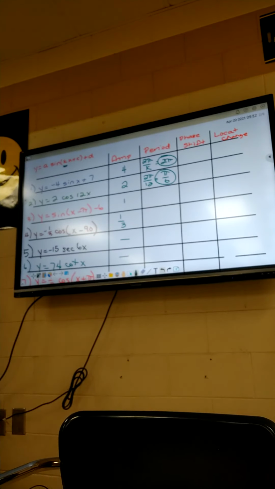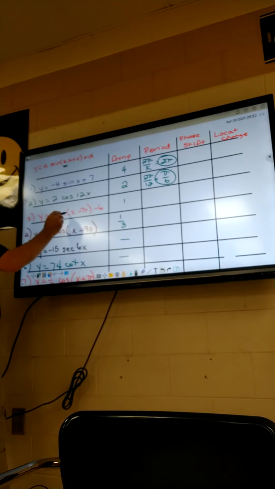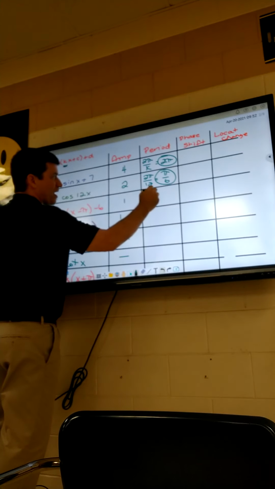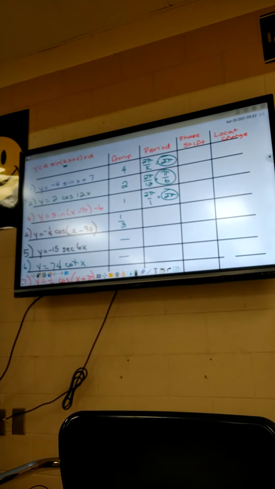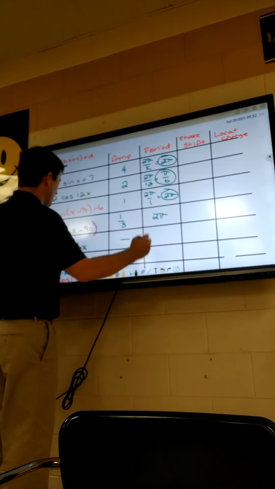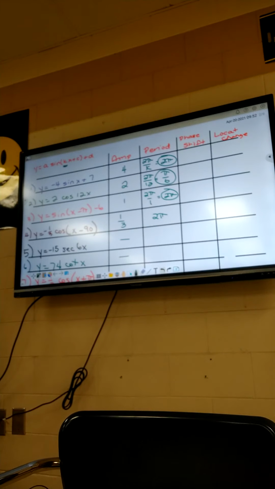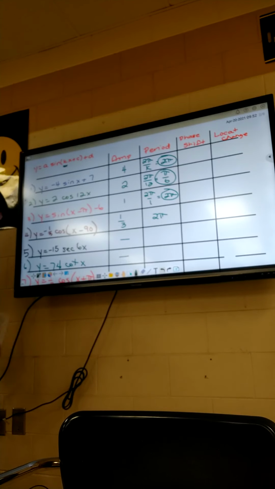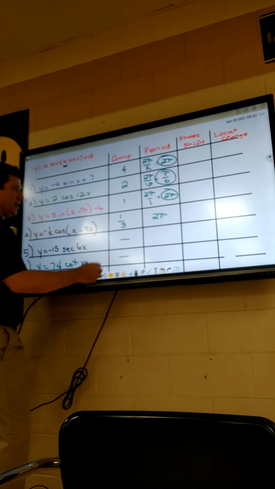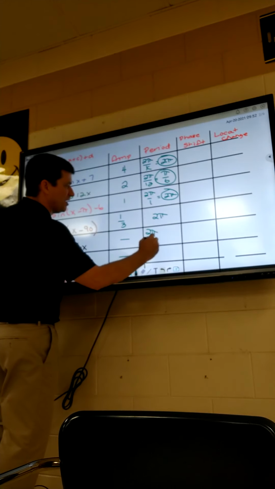All right, Brantley, what number's in front of x on number 3? Number 3. There's an understood 1 right there, Brantley, if you don't see one. 2 pi over 1 is just 2 pi. All right, let's keep going. Number 4, what number's in front of x? 1. So it's just 2 pi. Mason, what number's in front of x on number 5? Number 5, Mason. 6. My bad. It's a 6, so that'll be 2 pi over 6.